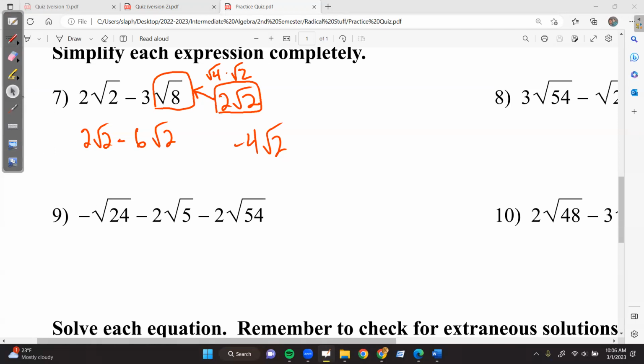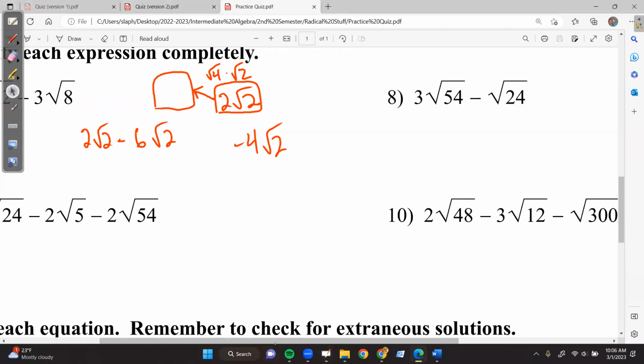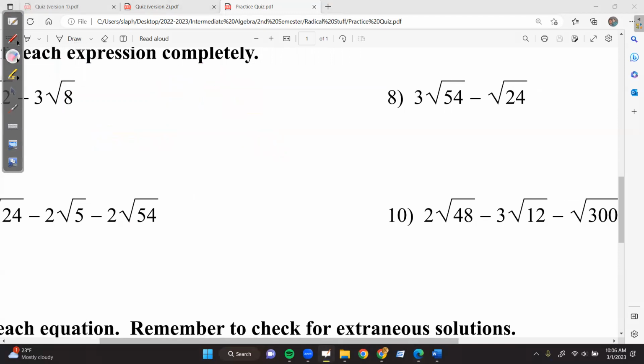Question number 8 is really just kind of more of the same. This time the only difference is I have to break down multiple roots. But if you're not good at this by now, you just keep trying. You got to get there. This is one of the non-negotiables, really.